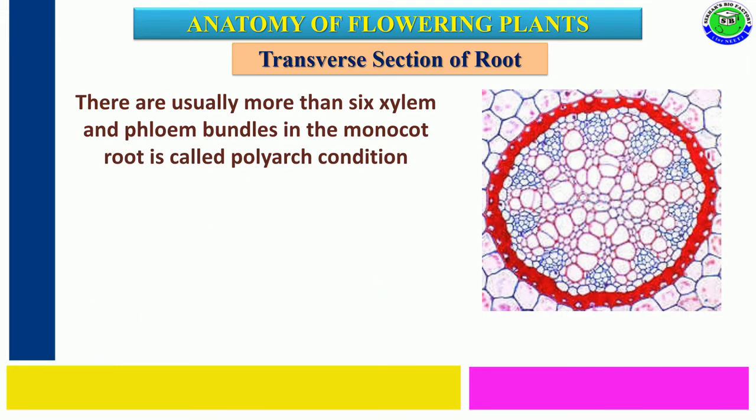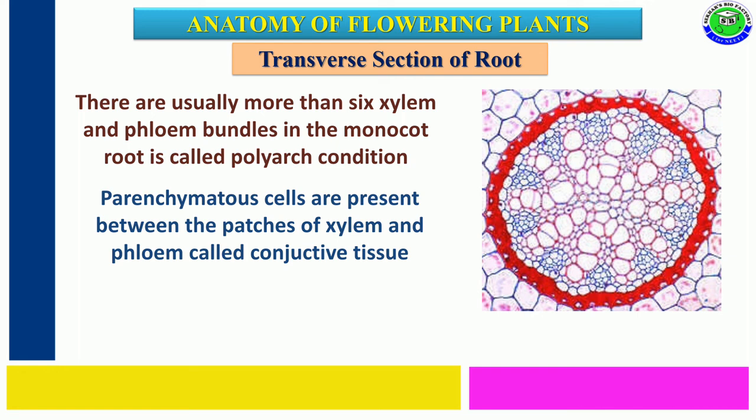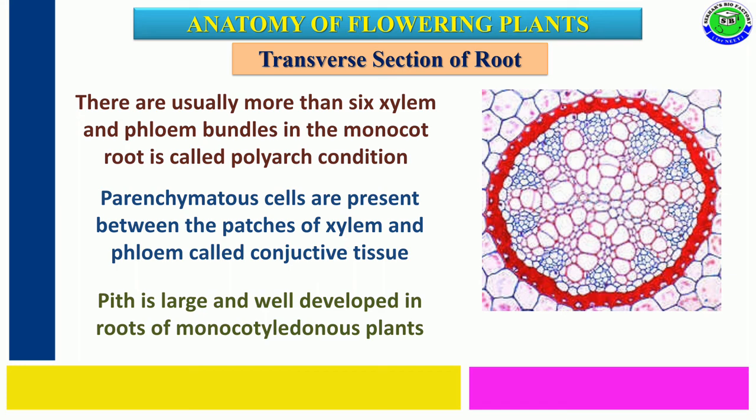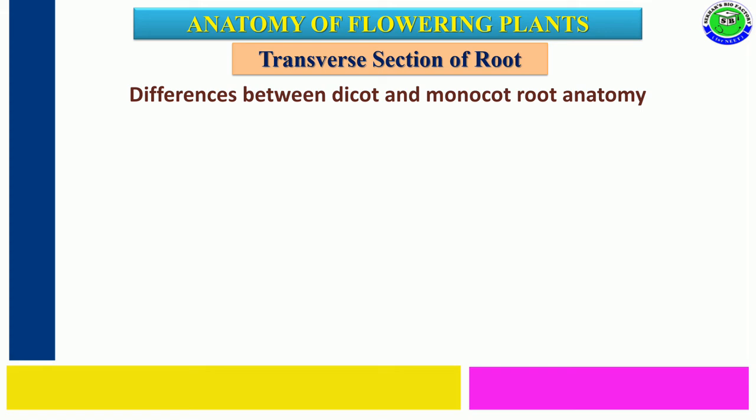There are usually 6 or more than 6 xylem and phloem patches present on radial walls. That condition is referred to as polyarch condition. The parenchyma cells present between xylem and phloem patches are referred to as conjunctive tissue. In case of monocot root, at the center it consists of a large and well-developed parenchymatous pith. So these are the characters of monocotyledon root transverse section.